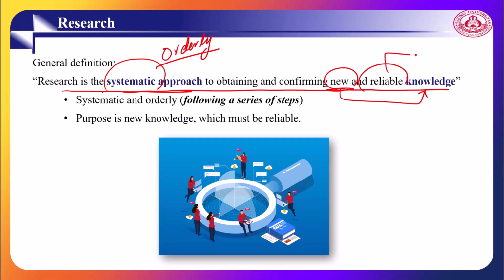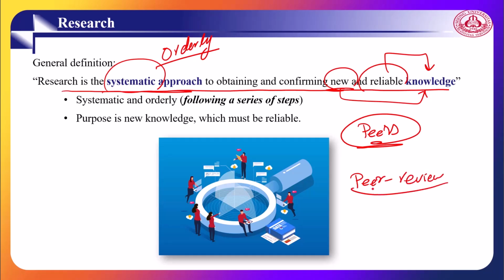And also, it must be reliable knowledge. It means the knowledge obtained through research must be reliable. It can be trusted or replicated by others. It is typically validated through testing and verification by experts. We cannot simply say, okay, this is my finding. No, some peers or some experts must approve it. That's why we submit our papers for peer review.